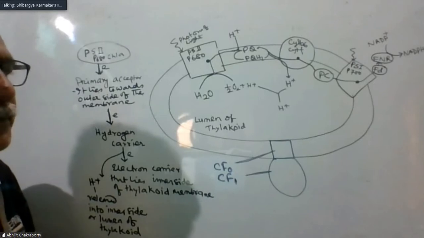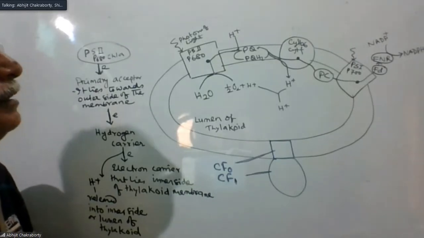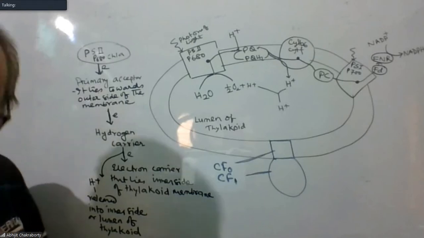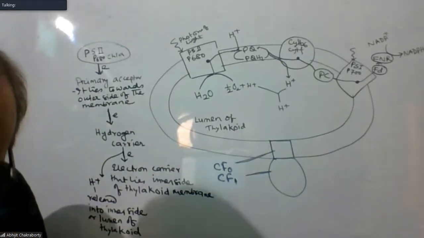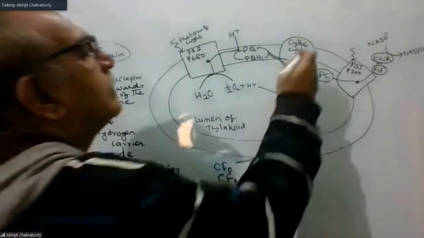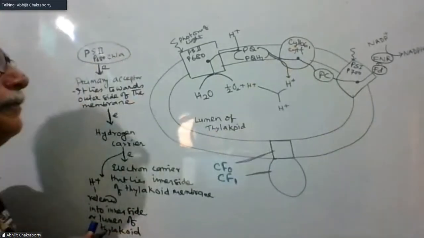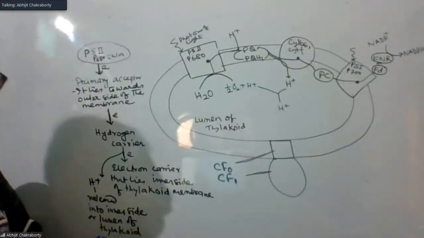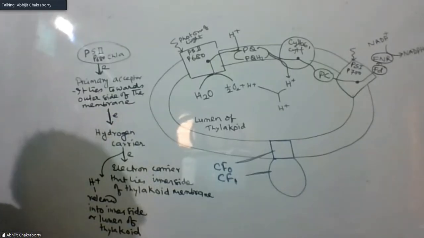Before the PC, what is written in the box? Cytochrome b6 and cytochrome f. Cytochrome b6, cytochrome f. Clear? Is it okay now?